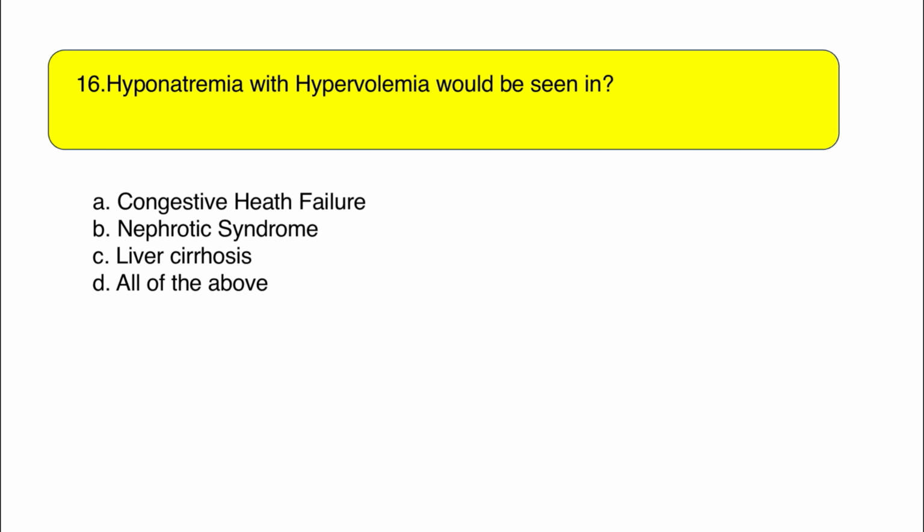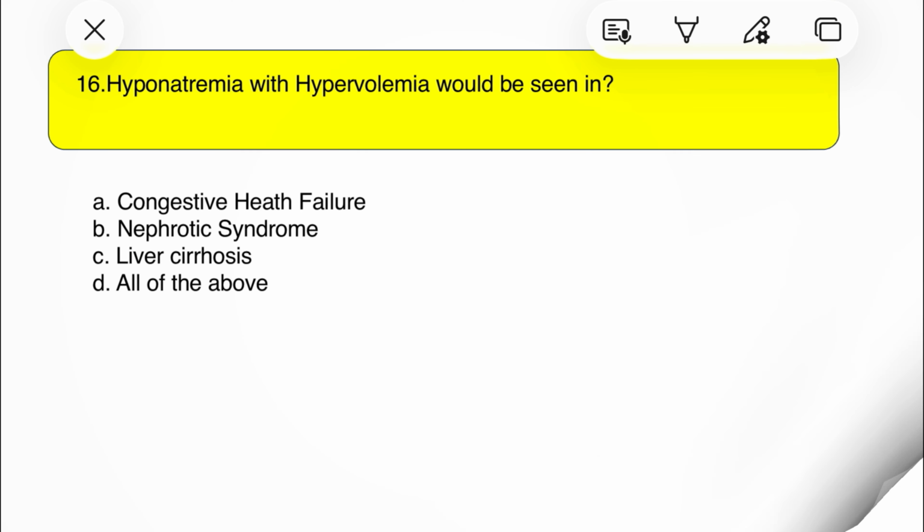Hyponatremia with hypovolemia would be seen in which condition? Option A, congestive heart failure. Option B, nephrotic syndrome. Option C, liver cirrhosis. And option D, all of the above. The right answer is option D, all of the above.